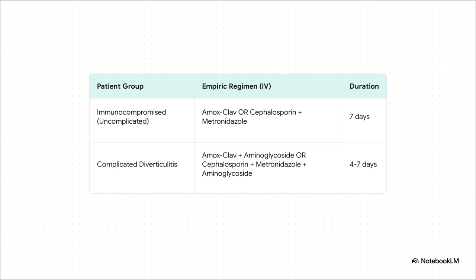You see, for a high-risk patient who has uncomplicated disease, like someone who is immunocompromised, we'll use a 7-day course that covers the usual suspects, like E. coli and anaerobes. But for complicated disease, we escalate the strategy, adding broader gram-negative coverage. This is all empiric therapy, of course, designed to work right away while we wait for any cultures and susceptibility results to help us fine-tune the treatment.